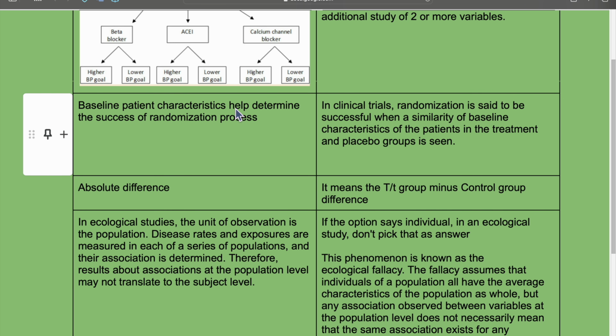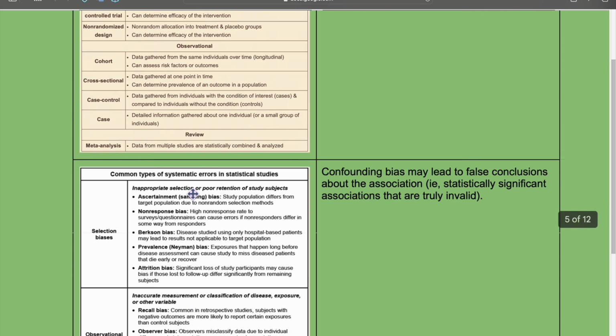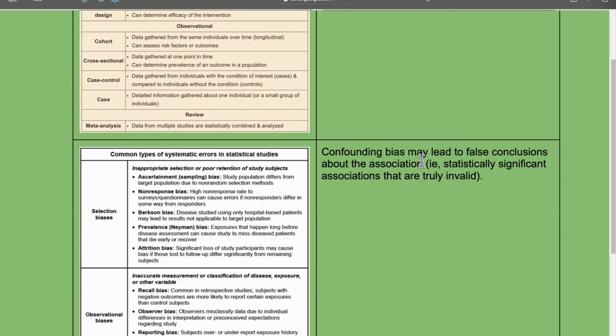Baseline patient characteristics help determine the success of randomization process. Okay. In clinical trials, randomization is said to be successful when a similarity of baseline characteristics of the patients in the treatment and placebo groups is seen. Okay. I feel like that's a similar point to what the confounding one was making. Right.